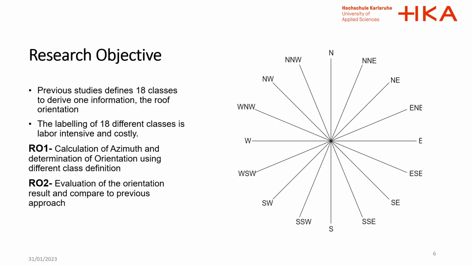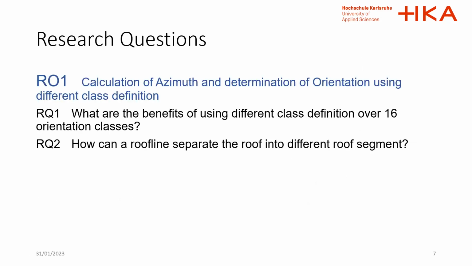So RO2, our research objective 2, is the evaluation of the orientation result and comparison to the previous approach. So we have to compare, and if this approach is good and less costly, we can adopt this approach rather than the previous approach, which considered 18 classes to derive one piece of information.